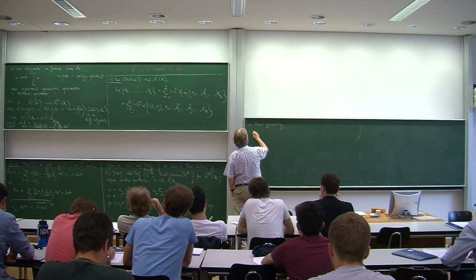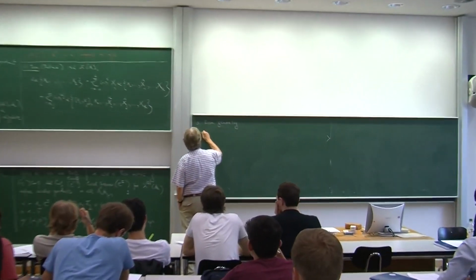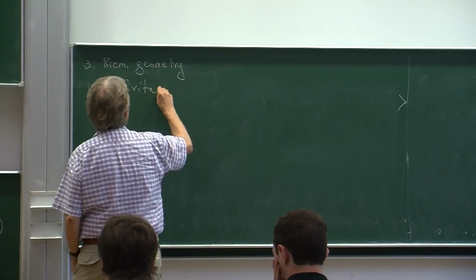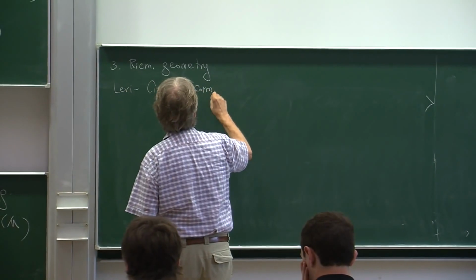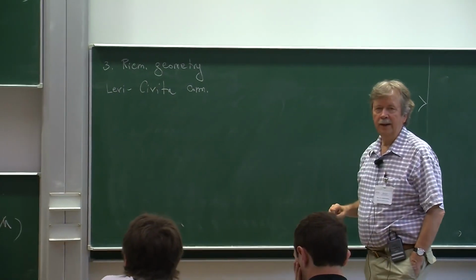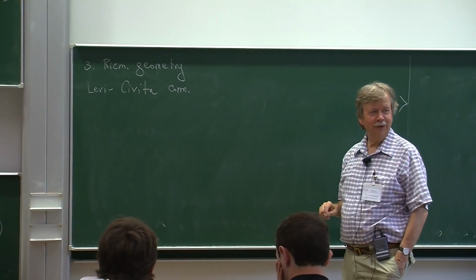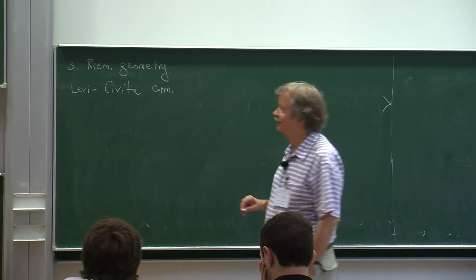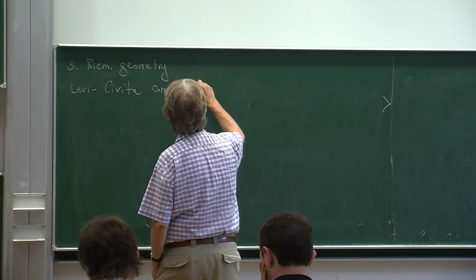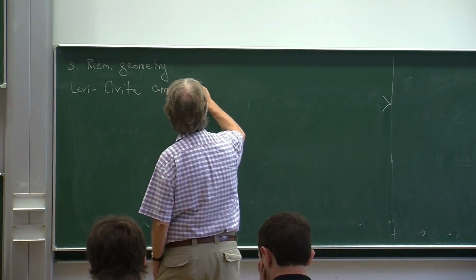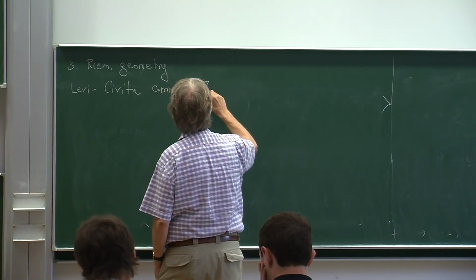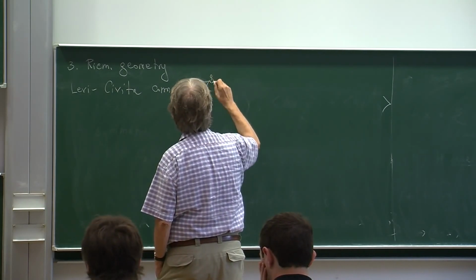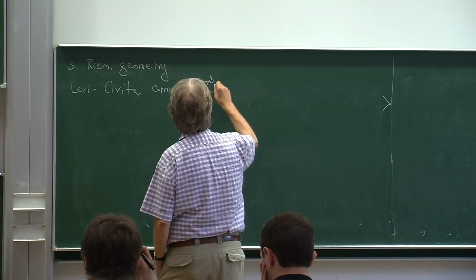It starts with the Levi-Civita connection. Does anybody not know what this is? That's good. So, there's the famous Koszul formula, which I write with the g up here because it depends on the metric.